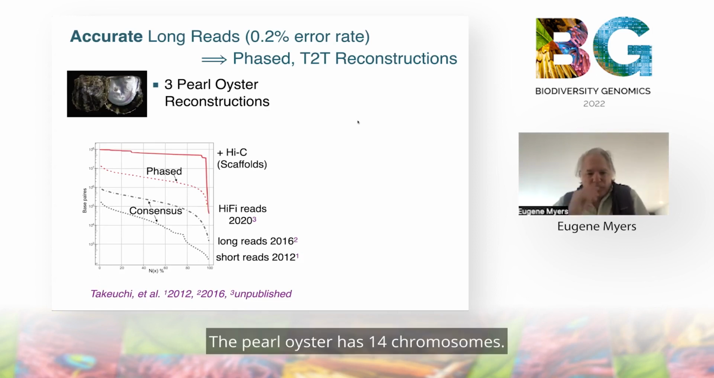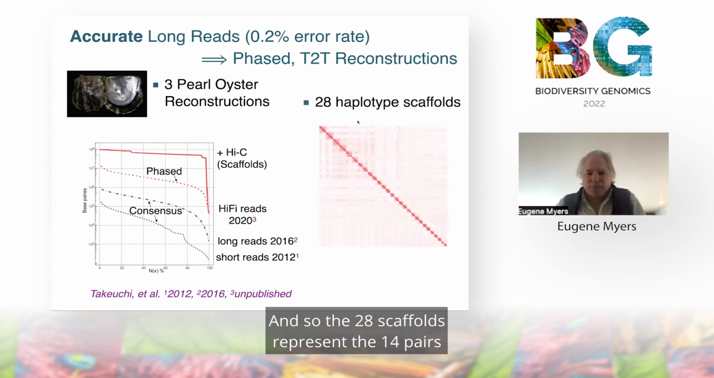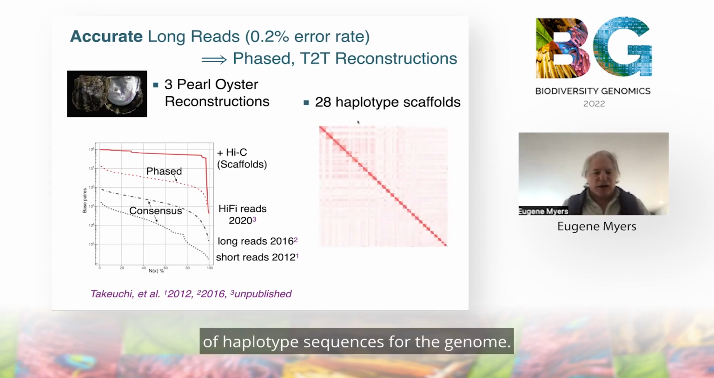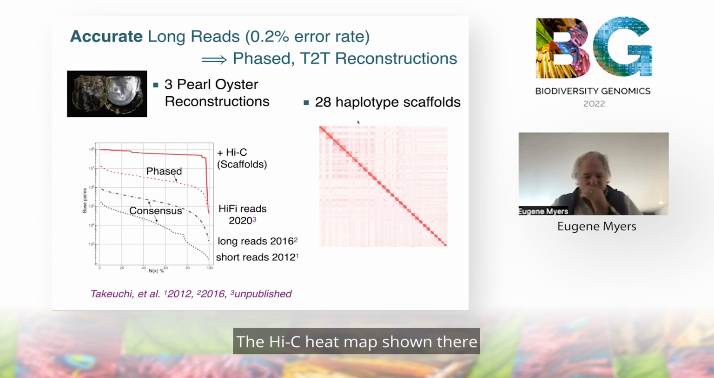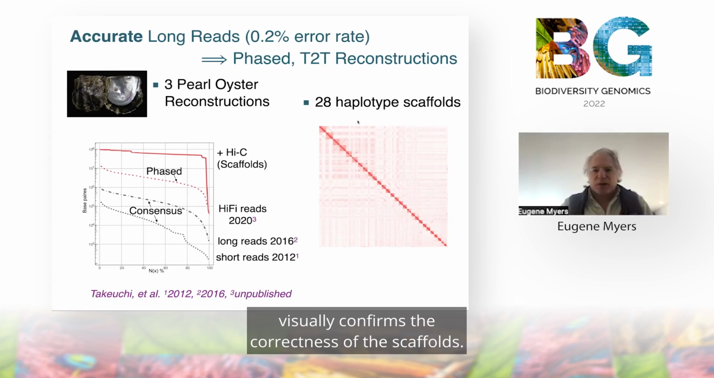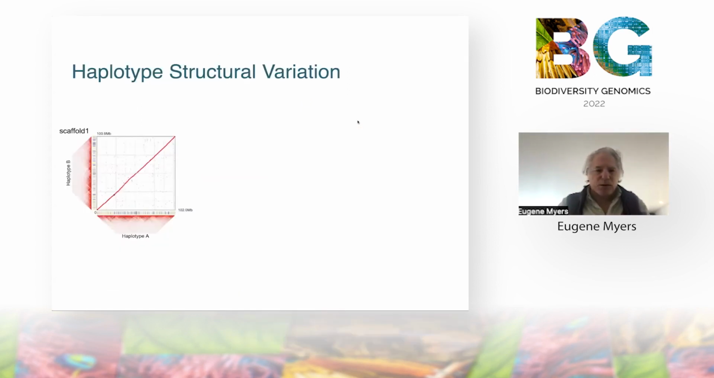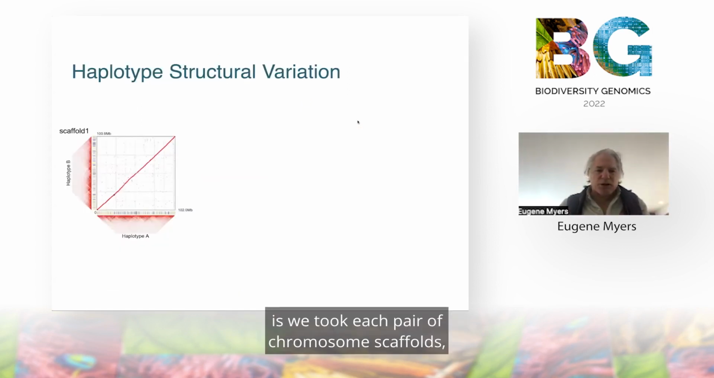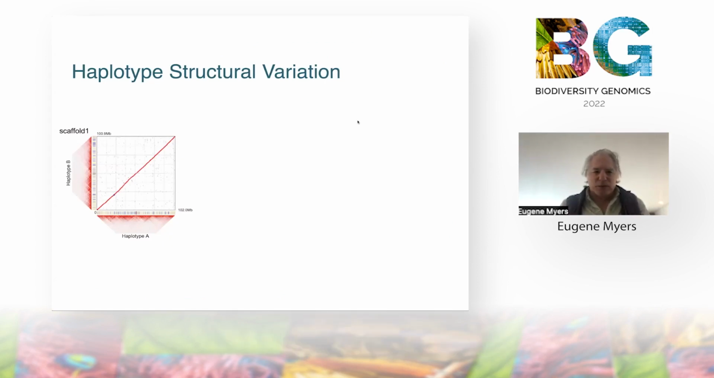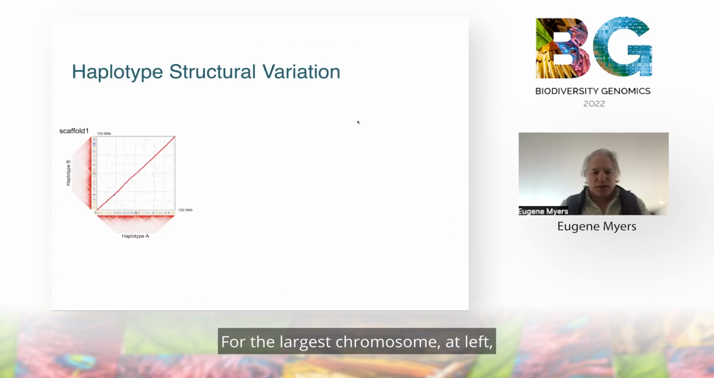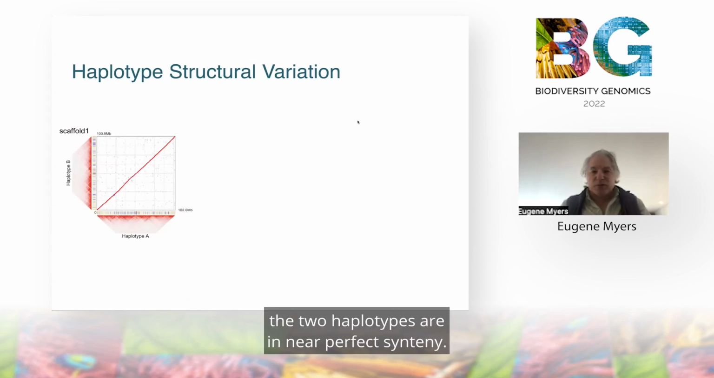The pearl oyster has 14 chromosomes, and so the 28 scaffolds represent the 14 pairs of haplotype sequences for the genome. The Hi-C heat map shown there visually confirms the correctness of the scaffolds. So what we did is we took each pair of chromosome scaffolds and aligned them against each other. For the largest chromosome at left, the two haplotypes are in near perfect synteny.